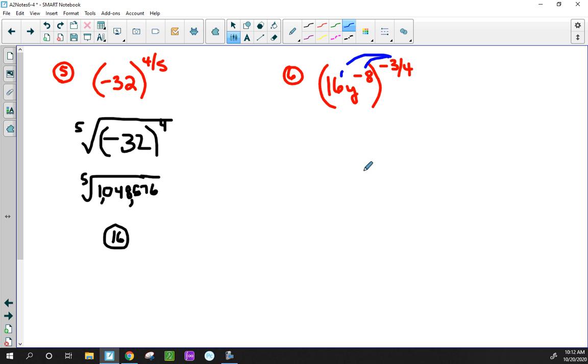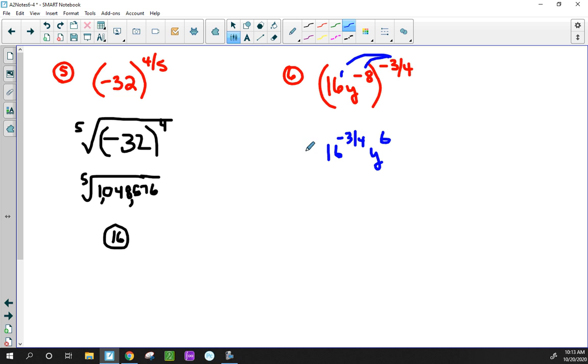So we're going to use the power rule. Power rule says bring down your base. Let's start with 16. You're going to multiply 1 times negative 3/4 and call it negative 3/4. Okay. You're going to drop down your y. You're going to multiply negative 8 times negative 3/4. Again, you can use your calculator if you need to. That's going to be 24/4, and that answer is going to be 6.